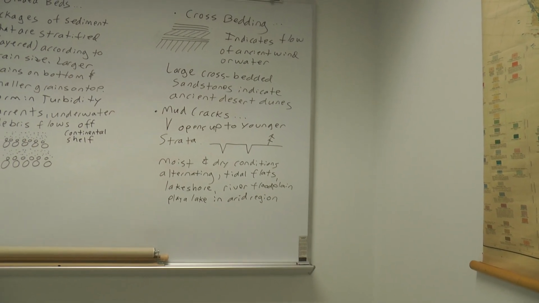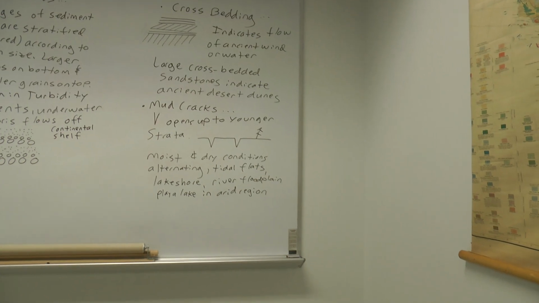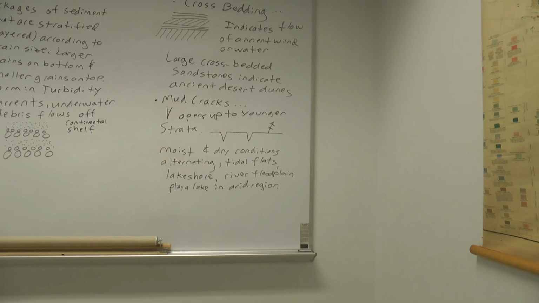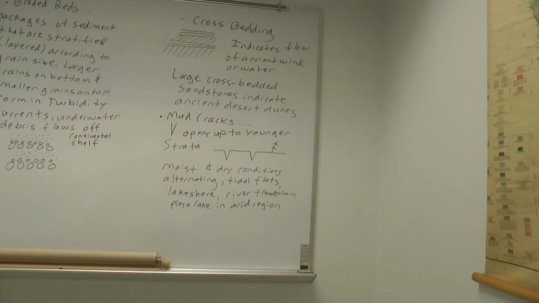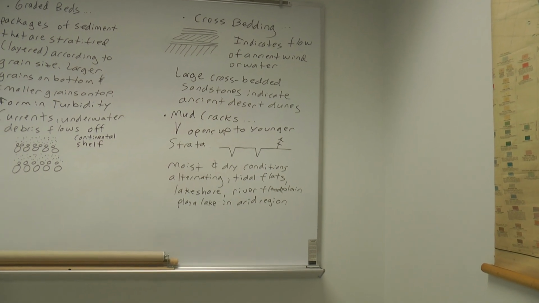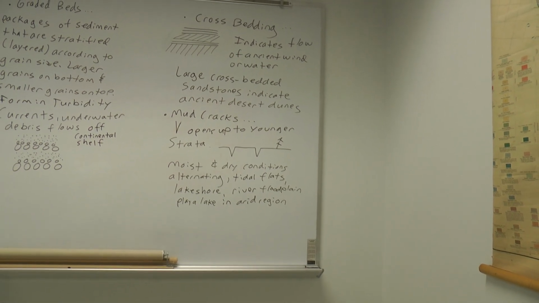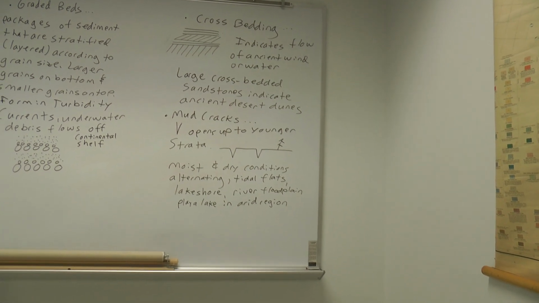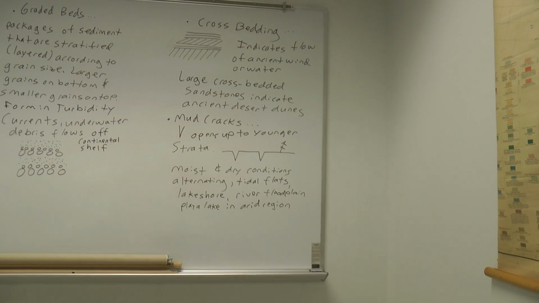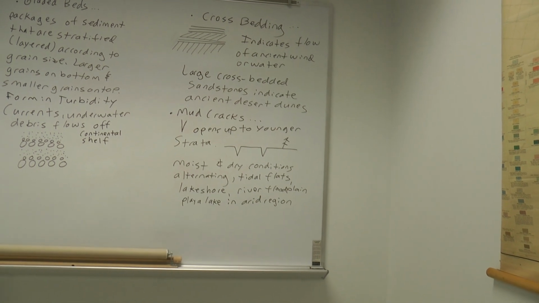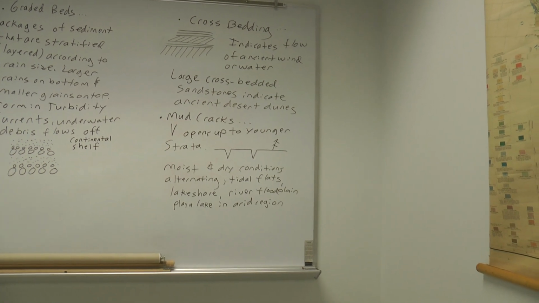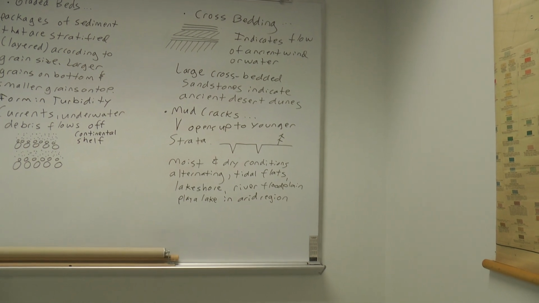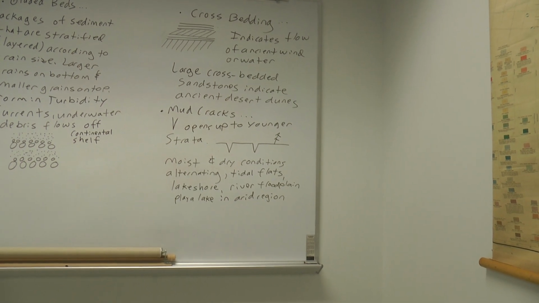Well, we had alternating moist and dry conditions, so it could be tidal flats from the past. And if it fizzes in acid, that says, yeah, tidal flats, got some calcium carbonate. If it doesn't fizz, it's likely more of a land setting. Mud cracks could be an ancient lake shore, an old river floodplain, or a playa lake that dried up in an arid region.